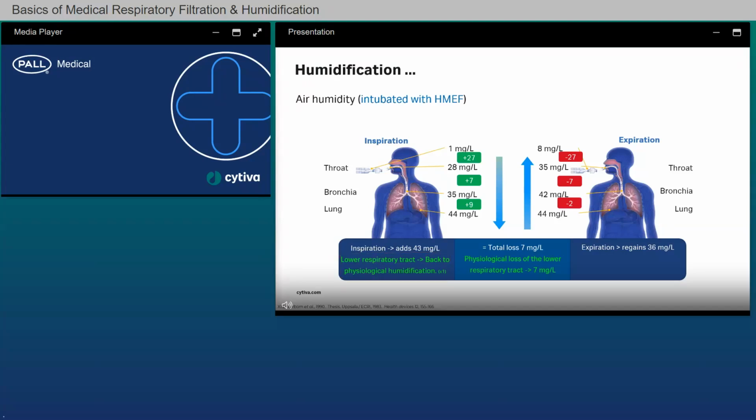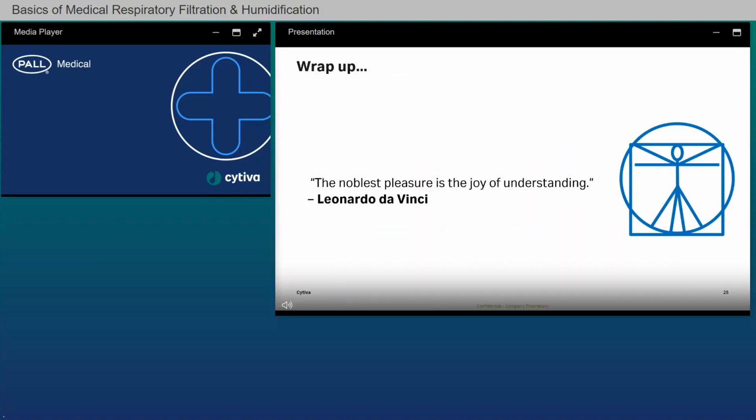And that, in combination with the phenomenal bacterial and virus retention, I think that is an ideal HMEF for a ventilated patient. Closing with a great quote from Leonardo da Vinci: "The noblest pleasure is the joy of understanding." I hope I could give you a good general overview of filtration and passive humidification of ventilated patients.